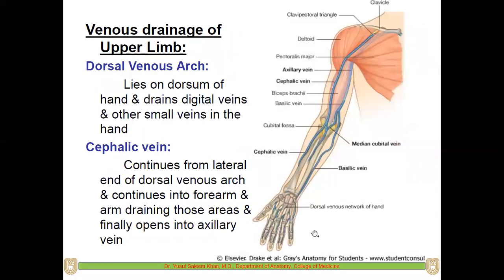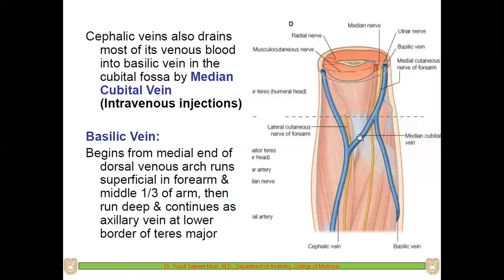The other site is the dorsal venous arch. Here it is much easier, but the veins are very small, so only very small needles will pass if you give it in the dorsum of the hand. If not, it is better to give in the median cubital vein, which is in front of the elbow.